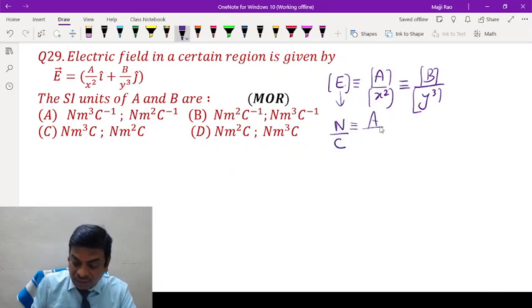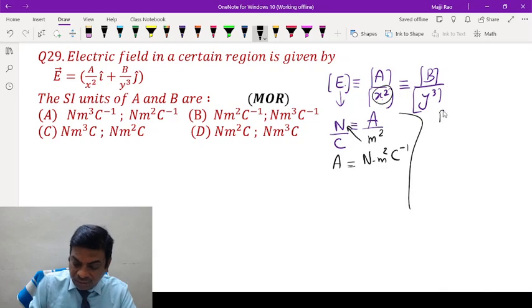So based on that, I can say x is what? x are coordinates, so coordinates is basically length. Length means meter, so x square would mean meter square. So meter square goes up, the Newton meter square per coulomb.